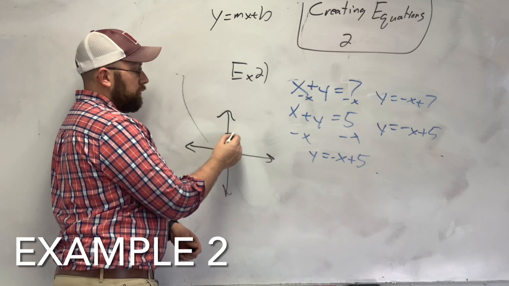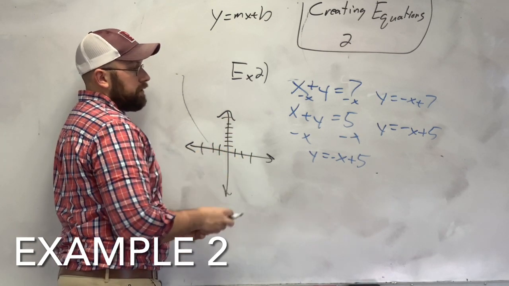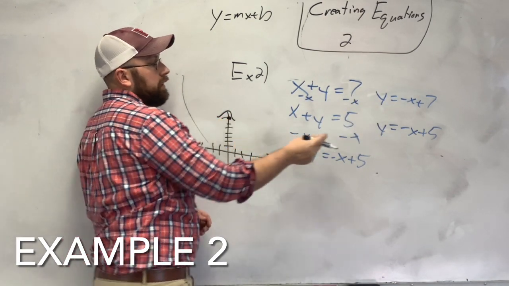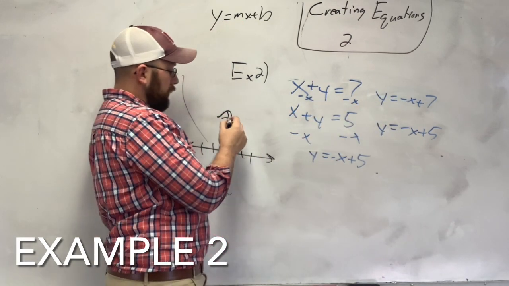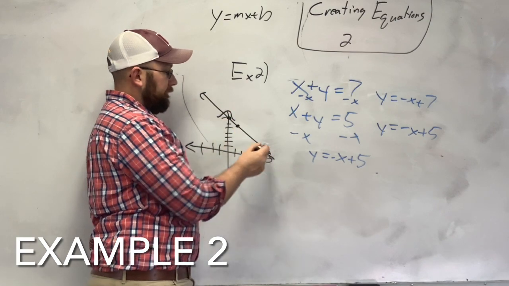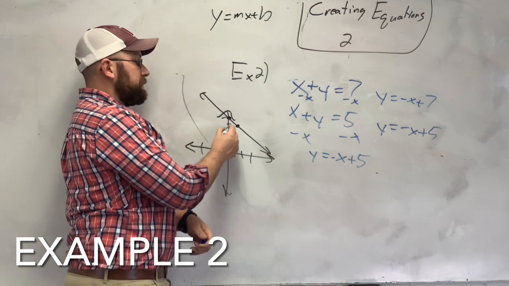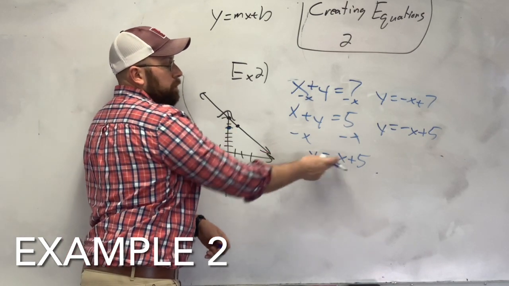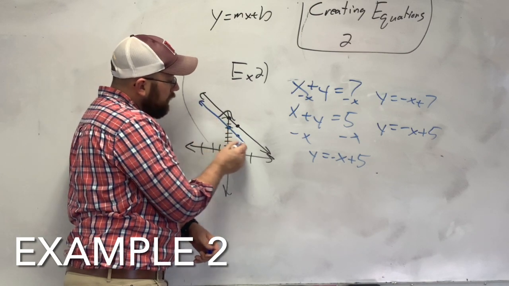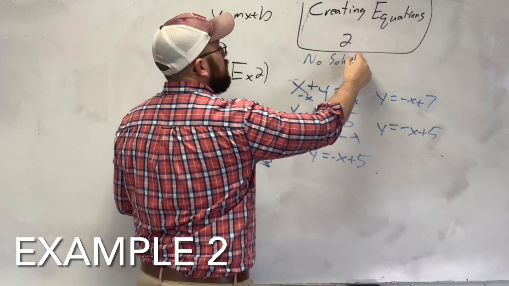So 1, 2, 3, 4, 5, 6, 7. I'm going to graph this first one. My y-intercept's at 7, and it's a negative 1 slope. So I go down 1, over 1. Now this one, its y-intercept's at 5. My slope is negative 1, so down 1, over 1. So this is a no solution.